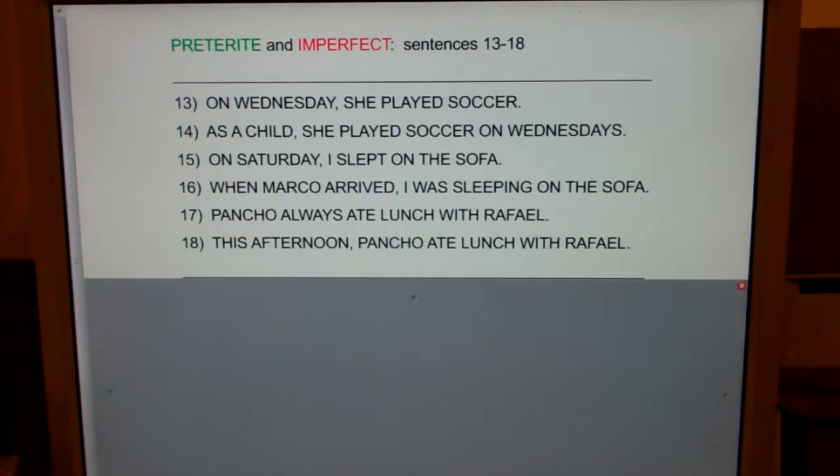Preterite and imperfect sentences 13 through 18. Now remember, preterite and imperfect are both forms of past tense. You use preterite anytime you can logically insert the phrase one time and one time only. Example, on June 13th, he met the President of the United Nations. One time.